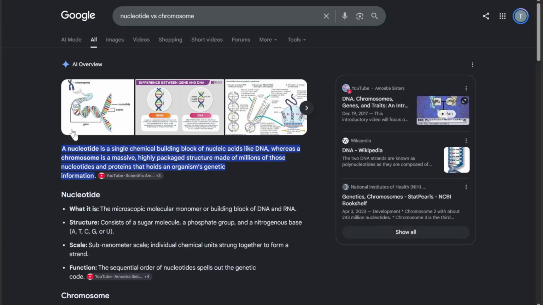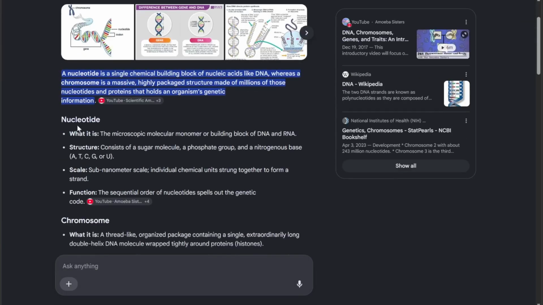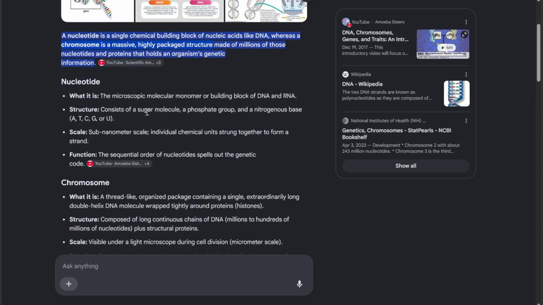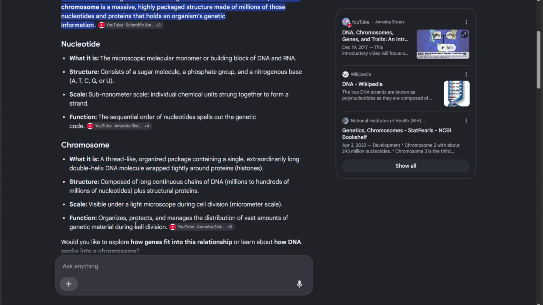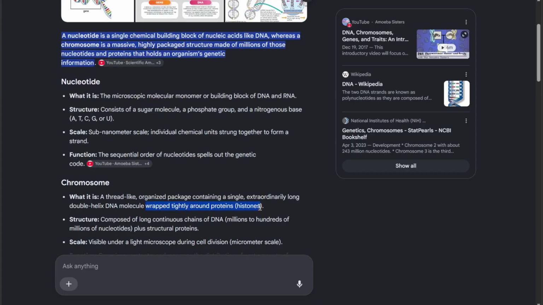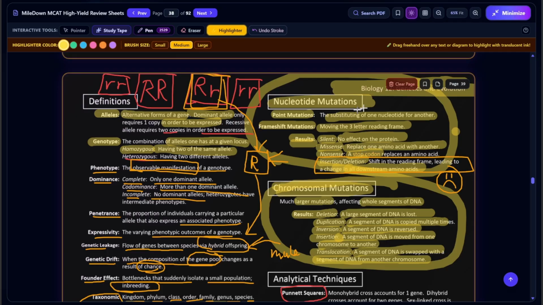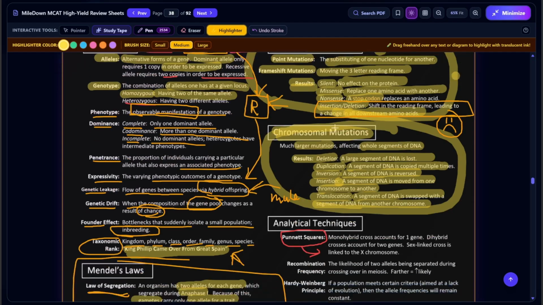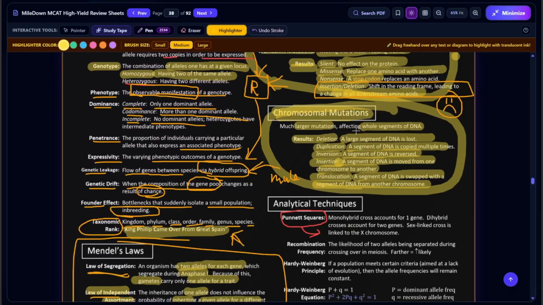So I just wanted to make clear the difference between a nucleotide and a chromosome. The nucleotide is a single chemical building block of the nucleic acids, like DNA, whereas the chromosome is a massive, highly packed structure. So you can imagine that if you have chromosomal mutations, it's going to be very problematic. So a chromosome, again, is the organized package of long strands of DNA, tightly packaged around histones, which are proteins, and then a nucleotide is the microscopic monomer, the building block of DNA. So these are microscopic little units that are coded in reading frames, sorry.